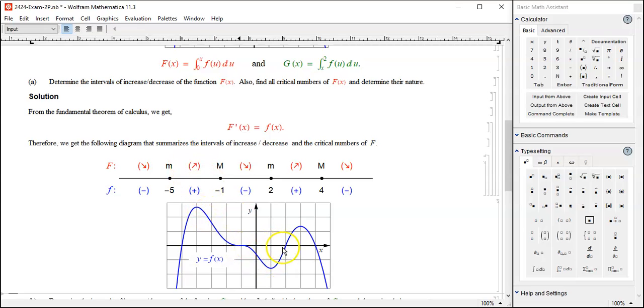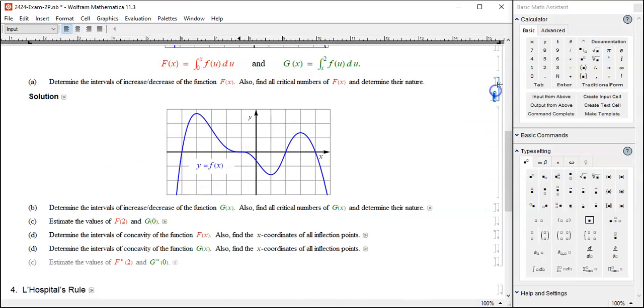From -1 to 2, the derivative function here goes below the x-axis, so it's negative, so the original function is decreasing. Positive, so increasing. Negative, decreasing. So we have this diagram which completely determines intervals of increase, decrease, critical numbers, and their nature. I don't think you have to re-express all the intervals separately unless MyMathLab or WebAssign explicitly requires you to. Okay, that completes the first problem.